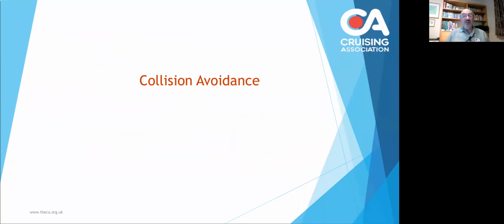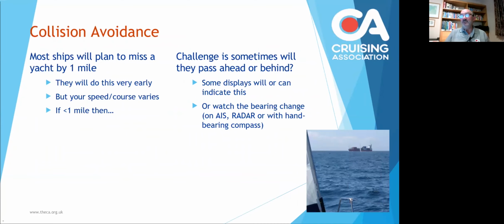But let's move swiftly on and talk a little bit about collision avoidance. So most ships will plan to miss a yacht by a mile, and you'll see why I say that in a moment. They will tend to do it very early, and that's actually where the rate of turn on AIS can be useful, because you can look at a ship some distance off and you might see the rate of turn suddenly pop up to a number and then drop down again. It means he has done some adjustment, perhaps to miss you. But of course, your speed and your course varies, so that makes quite a challenge for them.